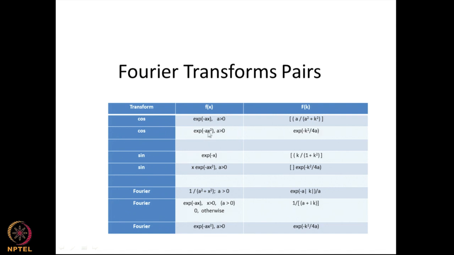Remember, I have e to the minus ax squared, a greater than 0, its Fourier transform is e to the minus k squared by 4a. When you inverse transform e to the minus k squared by 4a, I will get my original function e to the minus ax squared. Now, this is sine transform. Sine transforms are a little different because sine is an odd function and cos is an even function. So, these are different. So, finally, this is a list of Fourier transforms. I have taken Fourier transforms of 3 functions, and their inverse transforms. So, in the literature you will find a large number of such pairs.